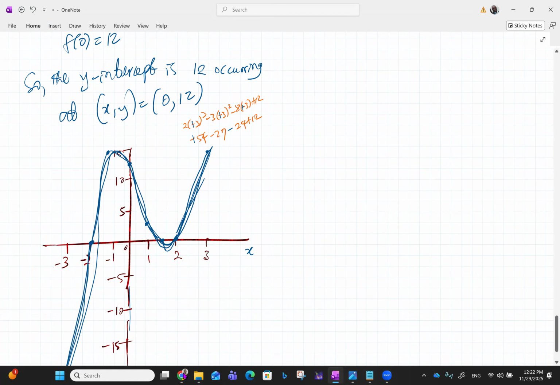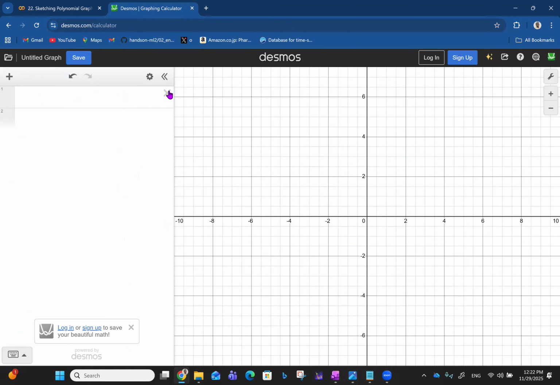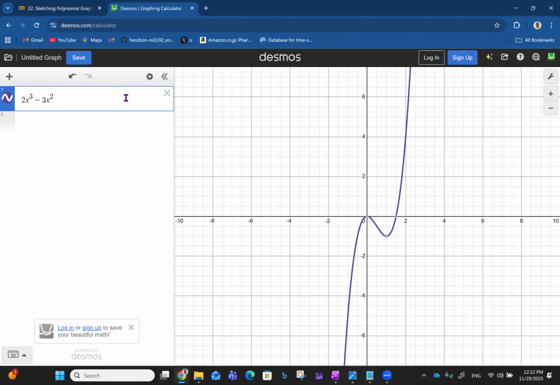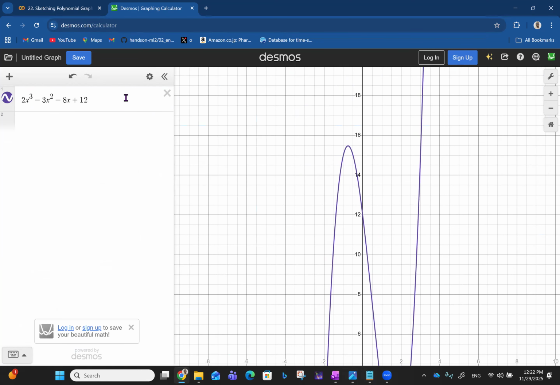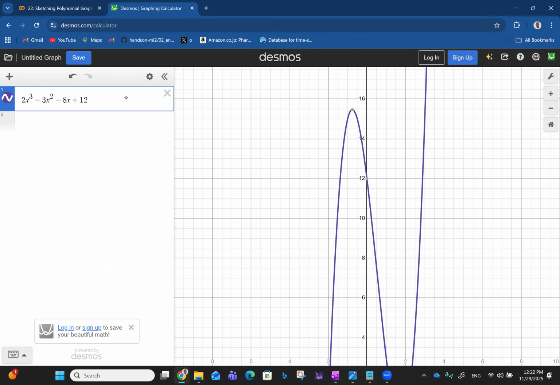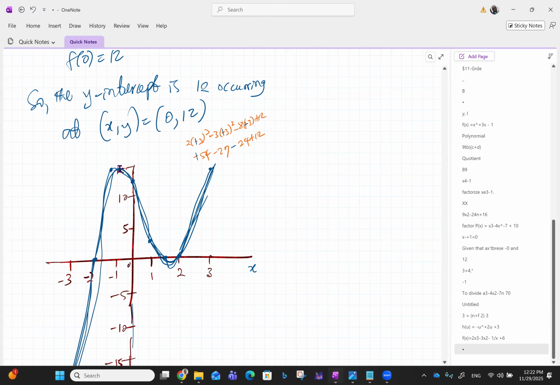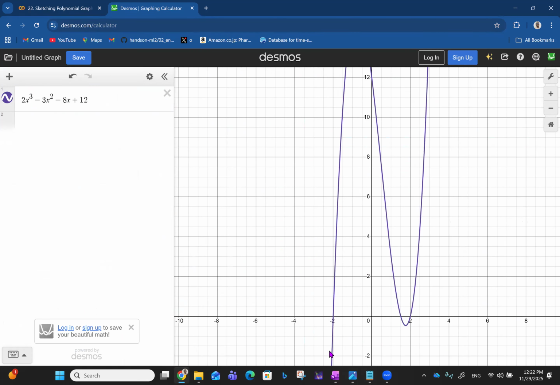So I'll come here now and check that up. I have 2x raised to power 3 minus 3x raised to power 2 minus 8x plus 12. Okay, yeah, I think it's good. So here, the peak is like 15, 15 point something, just like what I have. So that works. Then of course the 3 points of intersection: minus 2, 2, and 1.5.